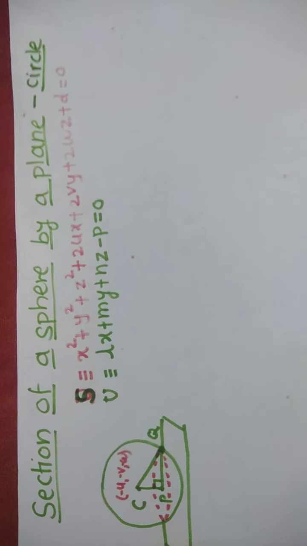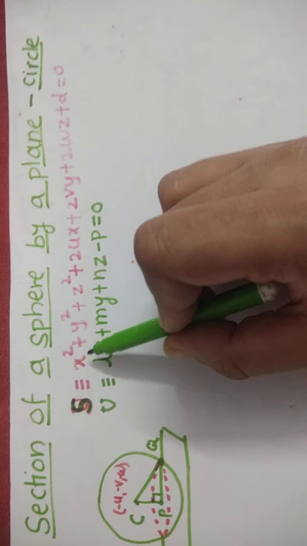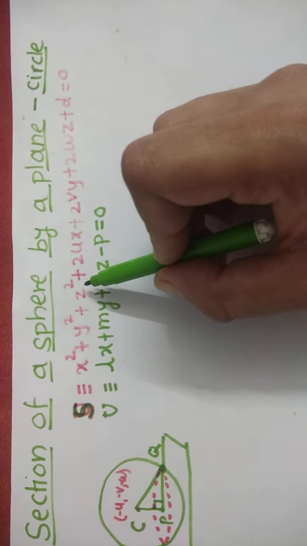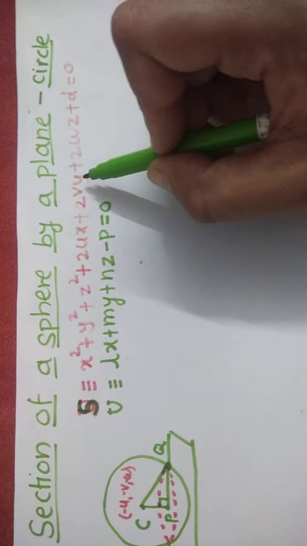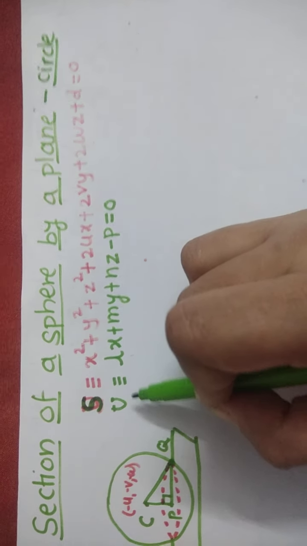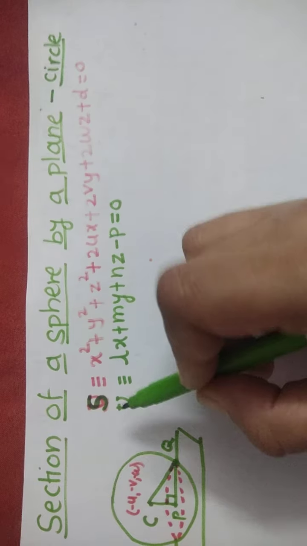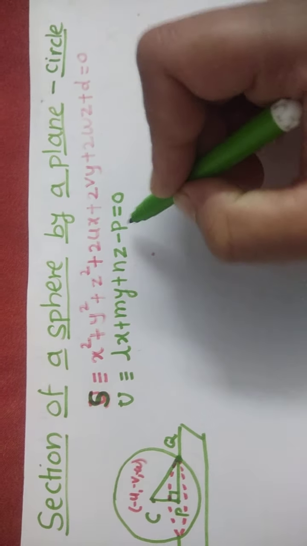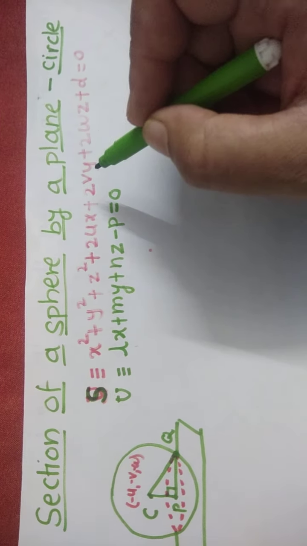So consider the equation of sphere, which is the general equation x square plus y square plus z square plus 2ux plus 2vy plus 2wz plus d equal to 0, and we have the equation of plane which is denoted by u equal to lx plus my plus nz minus p equal to 0.